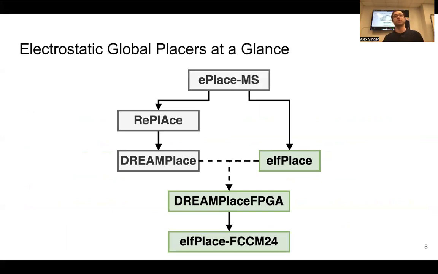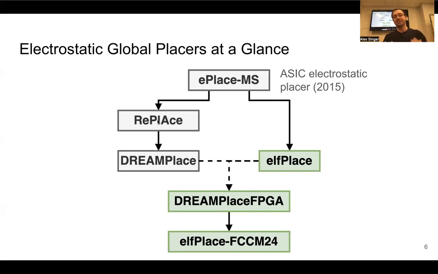So now I'm going to get into the papers that I'm going to be discussing today. So this is our family tree of the papers, where papers influence other papers. ePlace MS wasn't the first paper to do electrostatic global placement, but this was a continuation of their work. And I found this particular paper to be more encompassing of the full problem, because they extended the ePlace problem by dealing with mixed-size things like macros and standard cells in ASICs.